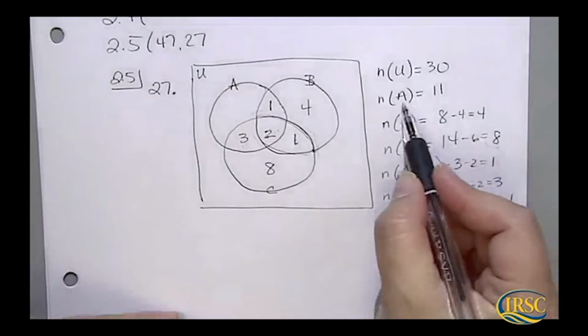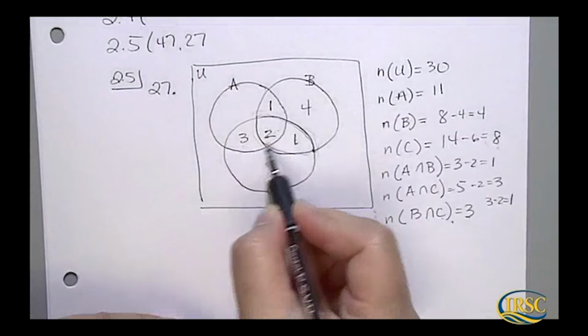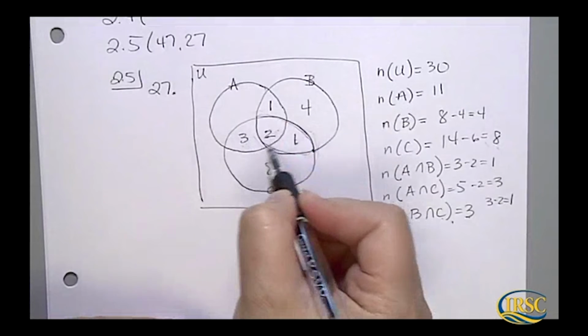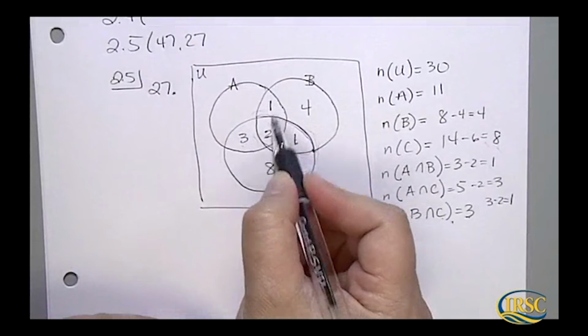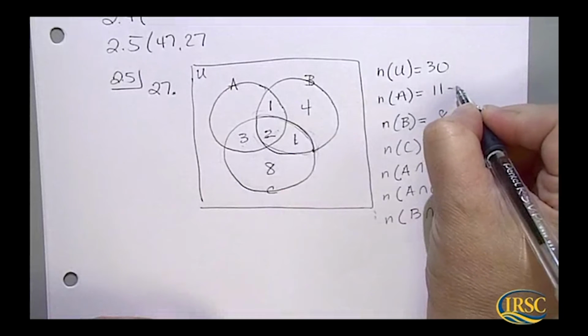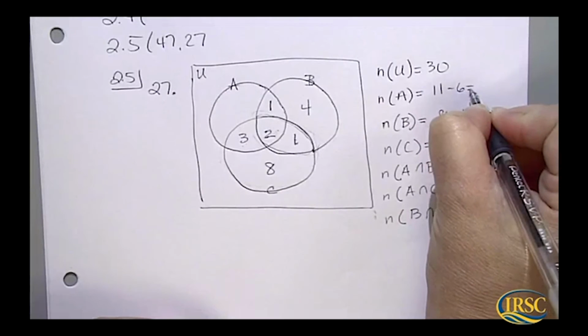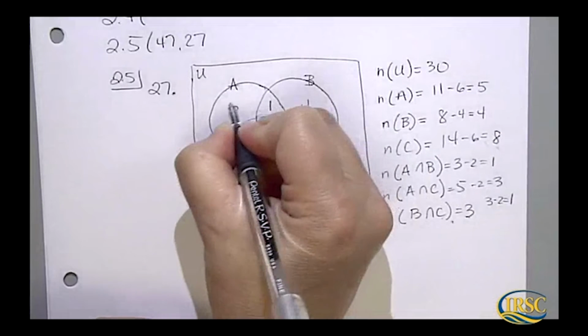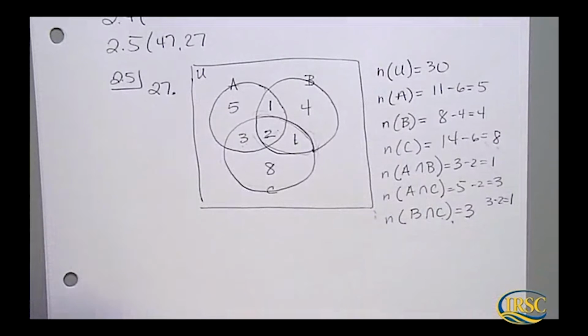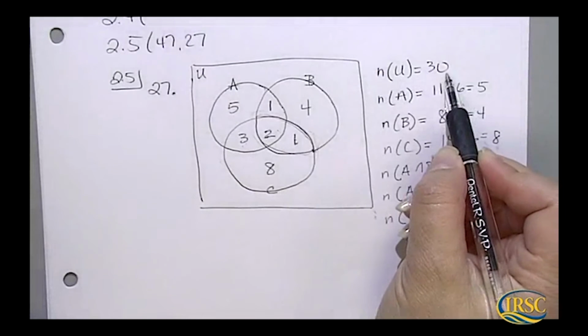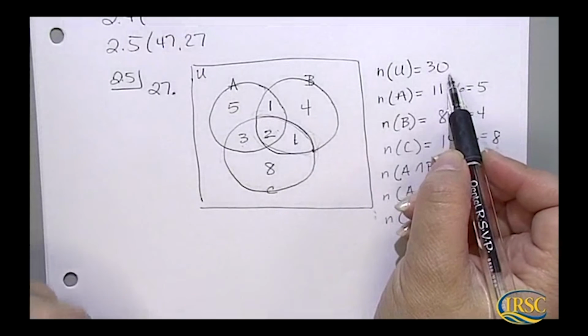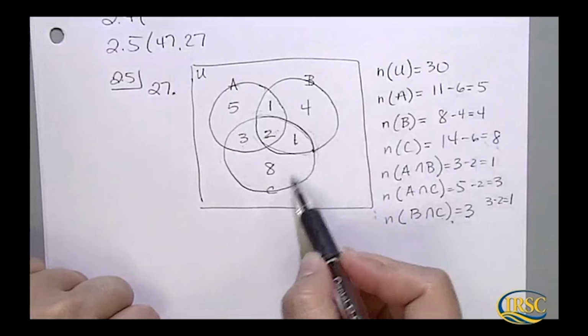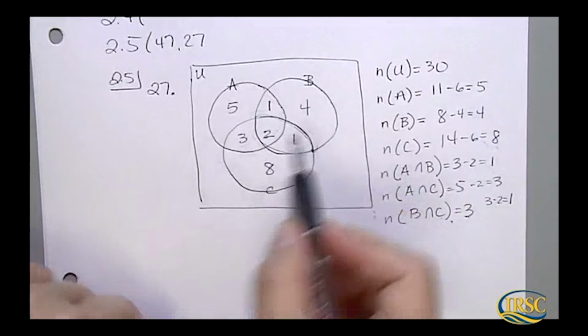Okay, moving up to A. So far in the circle for A, we've accounted for 6. We're supposed to have a total of 11, so subtract 6. We have 5 left for this region. And then the universal set is supposed to have 30 elements. So what you have to do is add up everything to figure out how much you've accounted for.